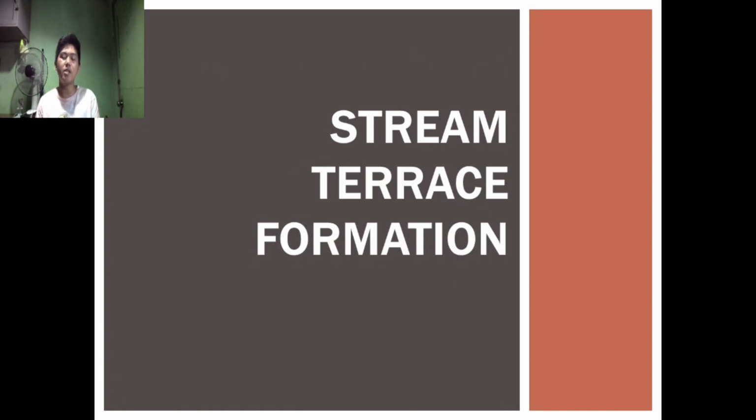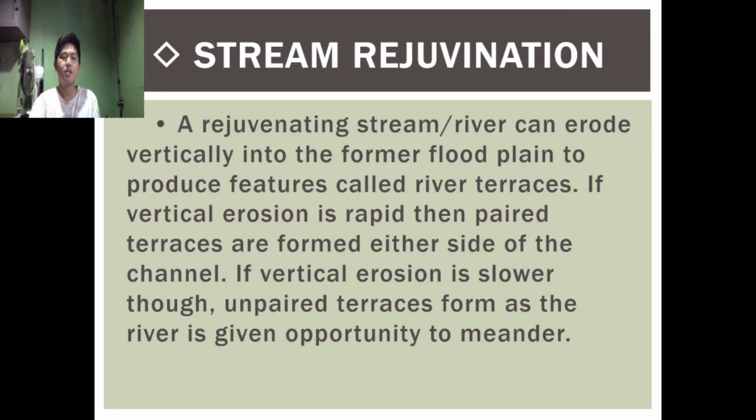Stream terrace formation. A rejuvenating stream or river can erode vertically into the former floodplain to produce features called river terraces. If river erosion is rapid, then paired terraces are formed either side of the channel.